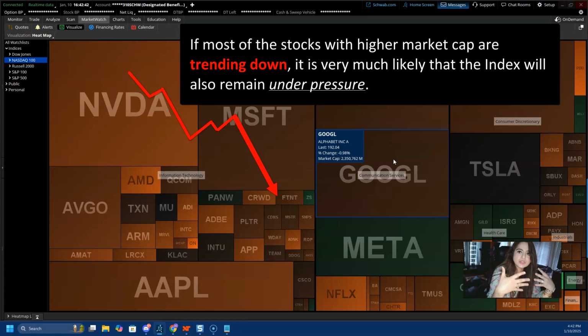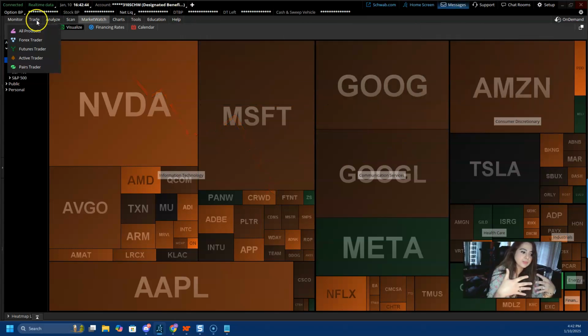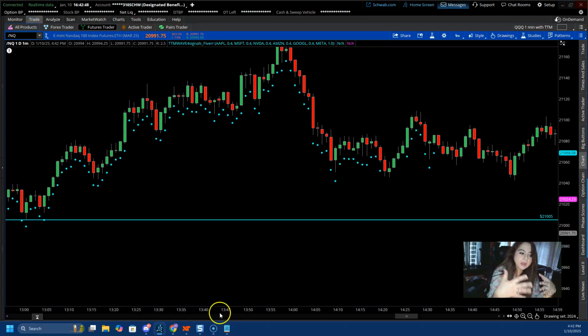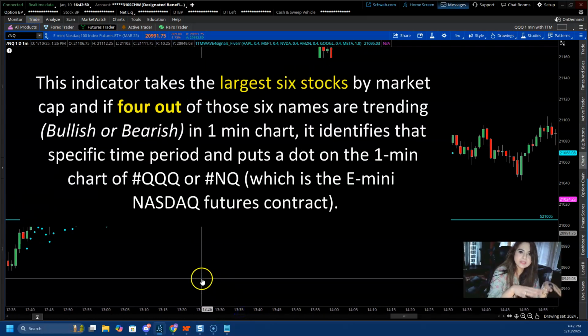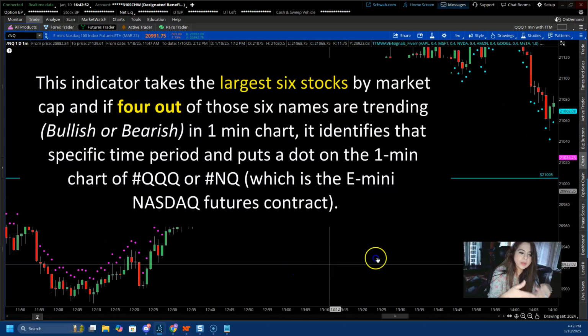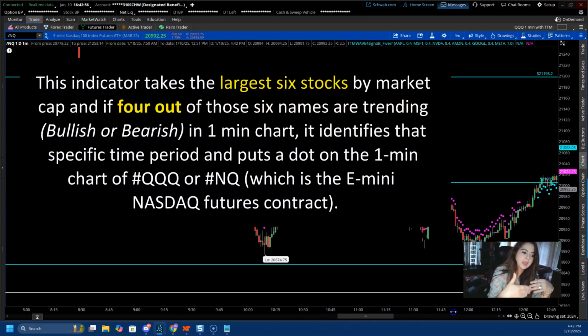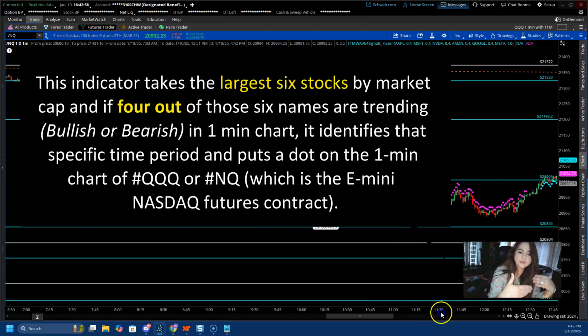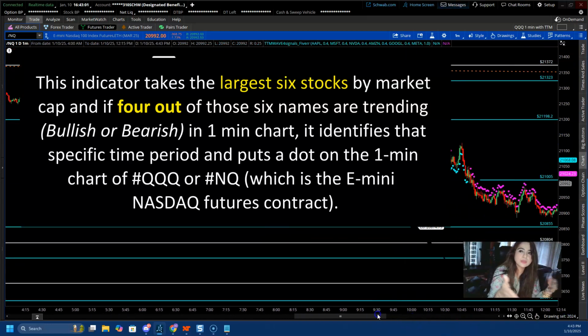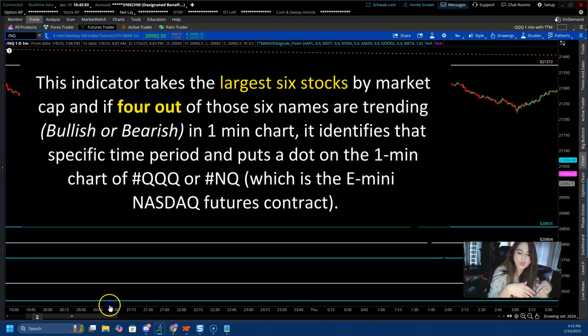So what does the dot indicator show? What does it do? This indicator takes the largest 6 stocks by market cap, and if 4 of those 6 names are trending on the 1 minute chart, it identifies that specific time period. And it puts a dot on the 1 minute chart of QQQ or NQ, which is the E-mini NASDAQ futures contract.